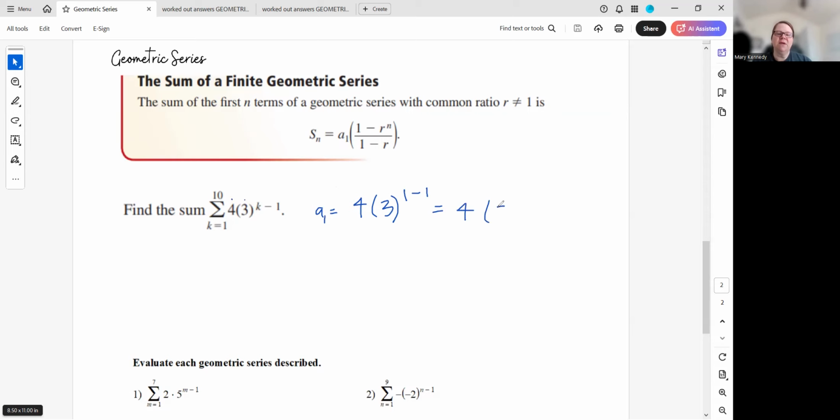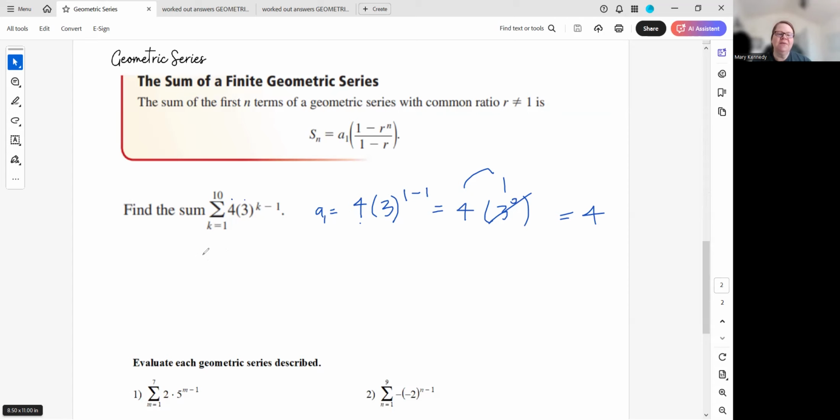That would give us 4 times 3 to the 0 power. Remember, anything to the 0 power is 1. So 4 times 1 is 4. And there's that 4 that we saw at the beginning. So we knew that would be the first term, but that's just verifying that that's what it is.